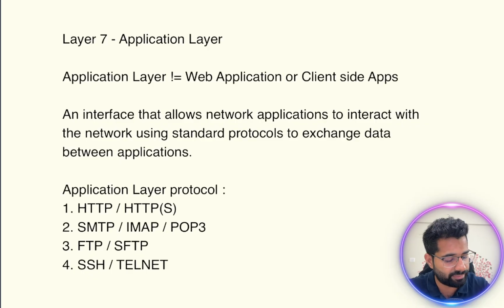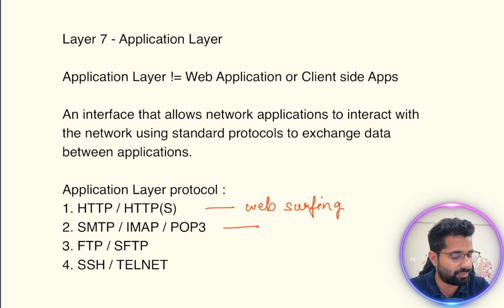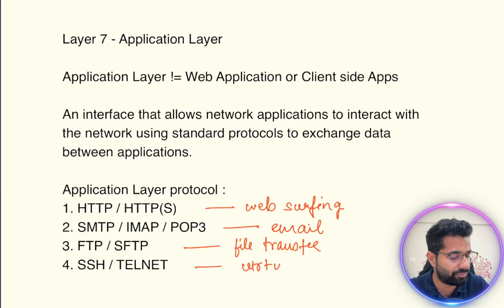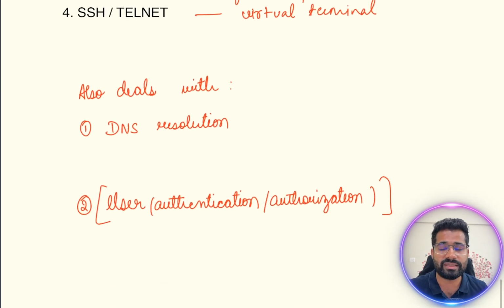HTTP and HTTPS are used basically during web surfing, and SMTP and IMAP are used for email based communications, to send emails on the internet. FTP and SFTP are file transfer protocols that are used to transfer files. And we have SSH and Telnet, which are used in virtual terminals when you want to control remote desktops or remote servers. Now, in the application layer, DNS resolution also happens.